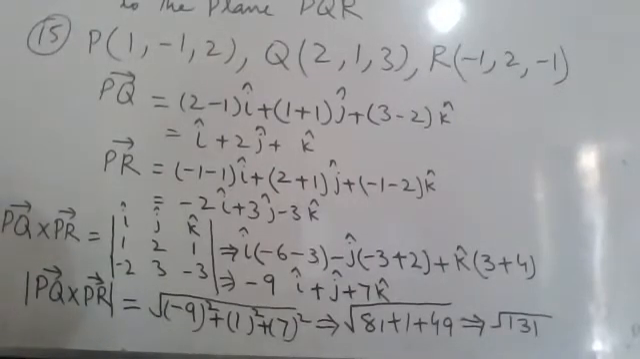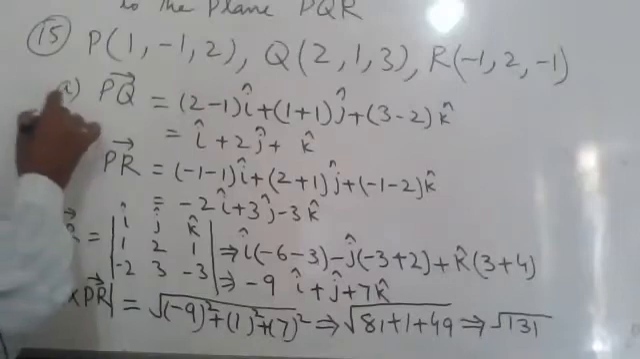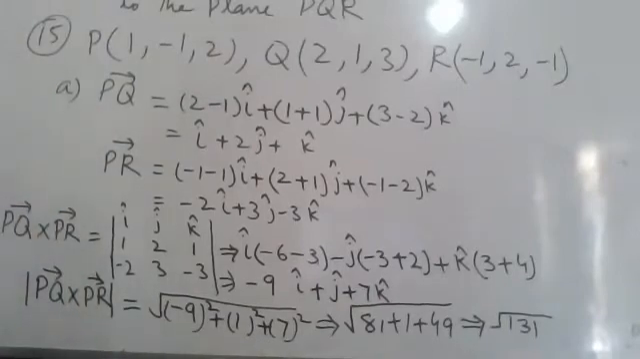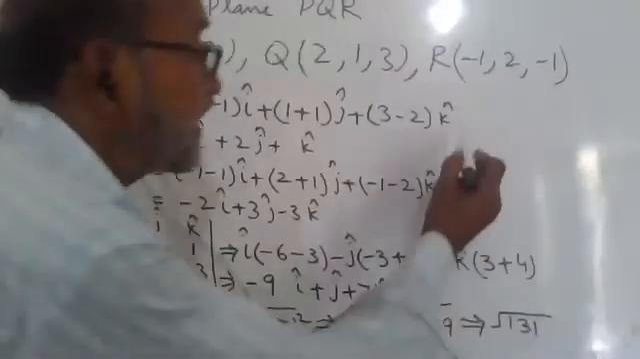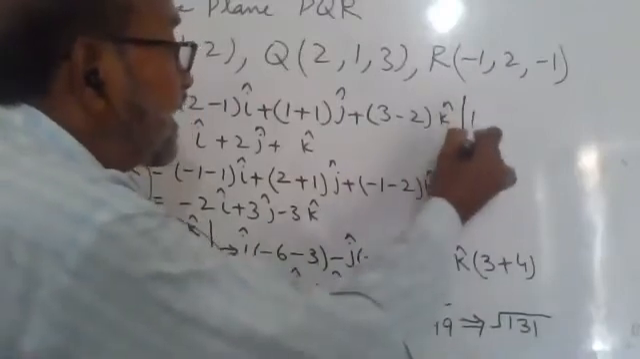Now we will find the area of the triangle. We are doing the A part. Area of the triangle will be half of the magnitude of PQ cross PR. Here I am finding the area.